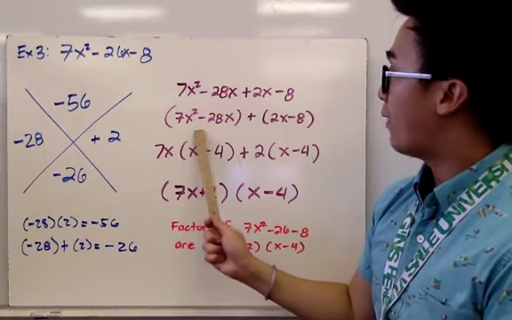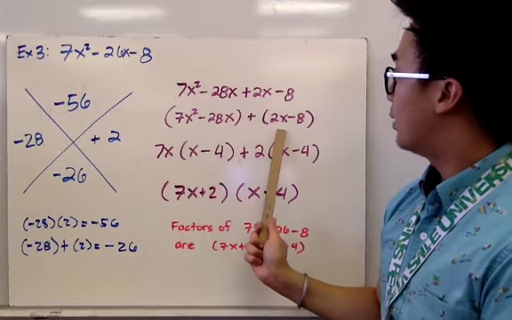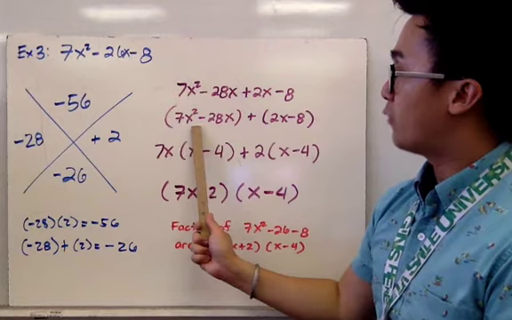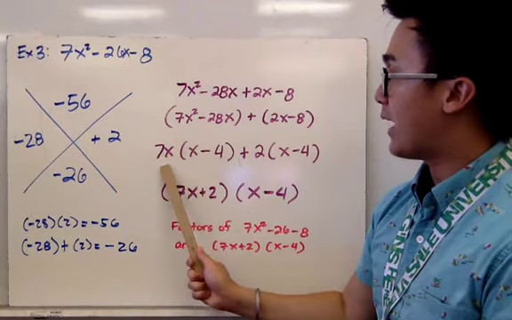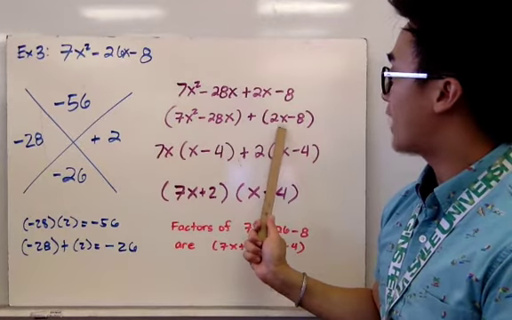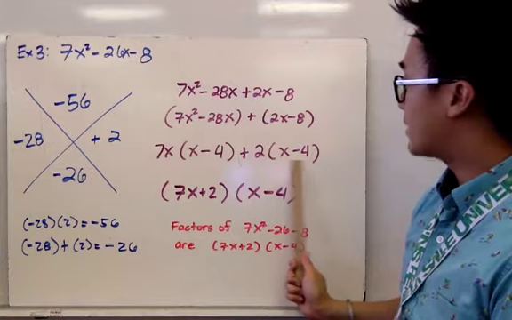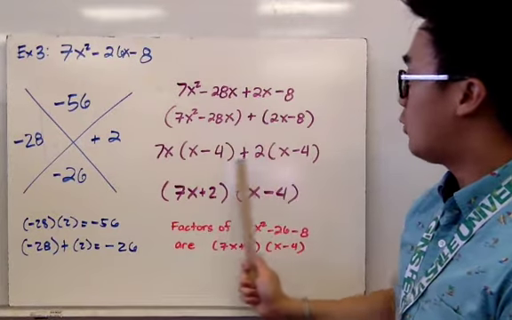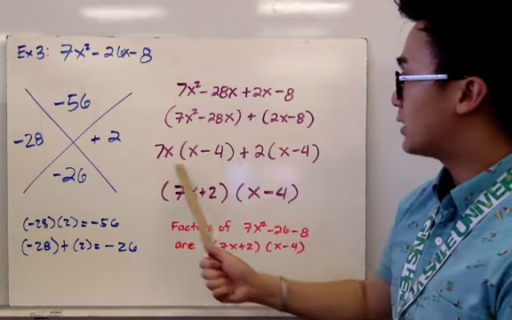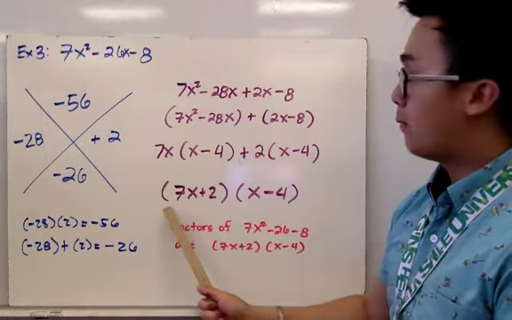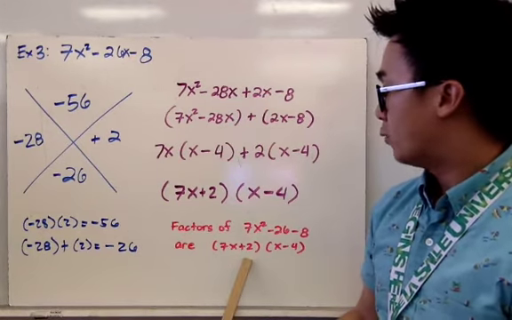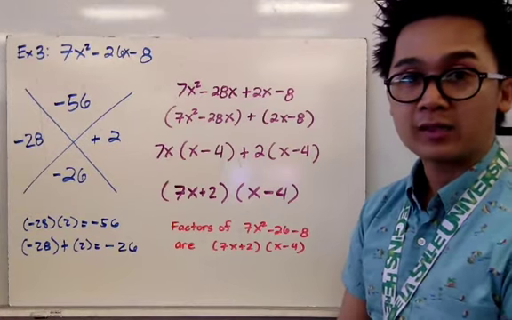So by grouping, we'll now have 7x squared minus 28x plus 2x minus 8. And by using the greatest common factor, for the first group, the greatest common factor will be 7x, leaving us with x minus 4. And for the second group, the greatest common factor would be 2, leaving us with x minus 4. With the two parentheses being the same, we can factor out x minus 4, leaving us with 7x plus 2 in our polynomial. So the factors of 7x squared minus 26x minus 8 would be 7x plus 2 and x minus 4.